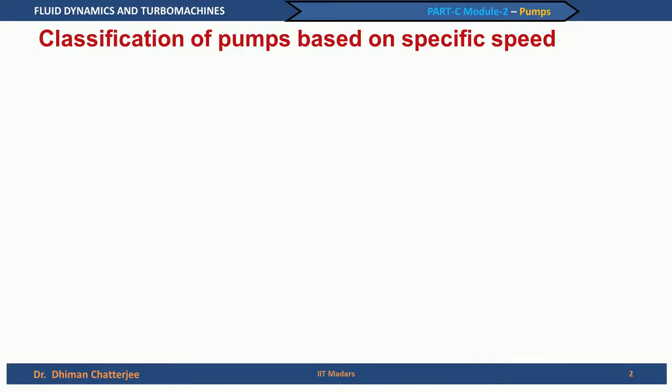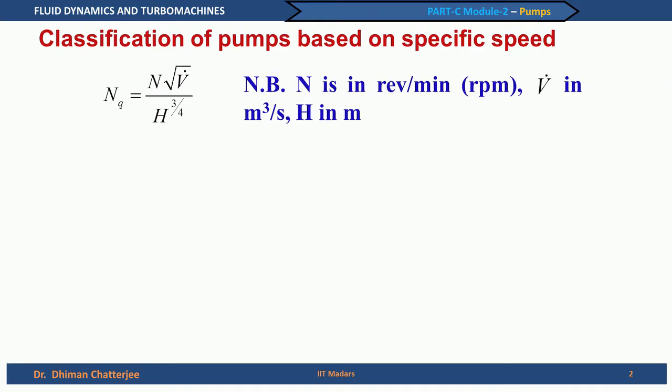We already know from our earlier discussion the classification of pumps based on specific speed. Just recollect that though there are different ways of classifying pumps, we have talked about the use of shape number, and we have also talked about the use of specific speed, in which the dimensional terms come into the picture. Here we will use the definition of specific speed as we defined earlier, which is used mostly in the pump industries. So, N is in revolutions per minute or RPM, V dot in meter cube per second and H in meters.